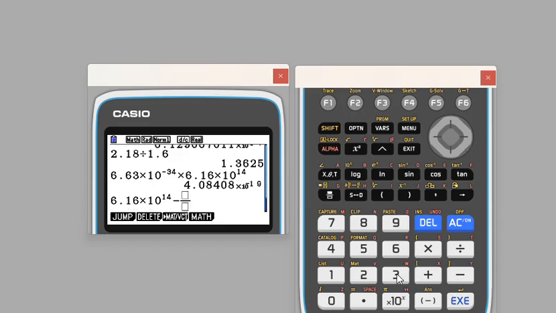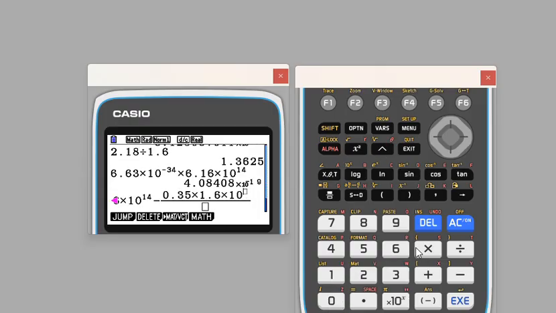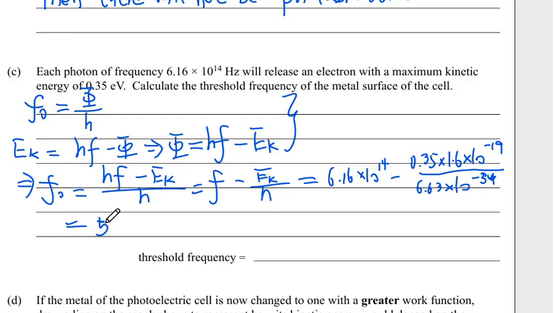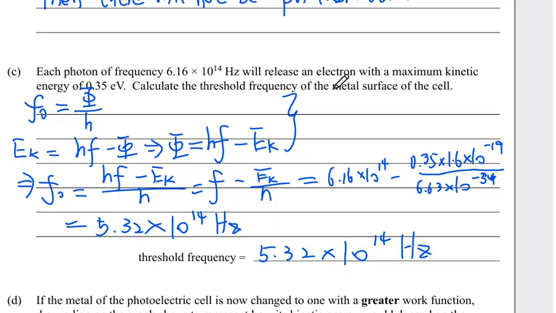Minus EK, which is 0.35 times 1.6 times 10 to the power of negative 19, over Planck's constant. So the final answer is going to be 5.32 times 10 to the power 14 hertz. Don't forget the unit hertz, because we are calculating frequency here. So this is our final answer. Maybe let's leave the rest of the questions for the next video.